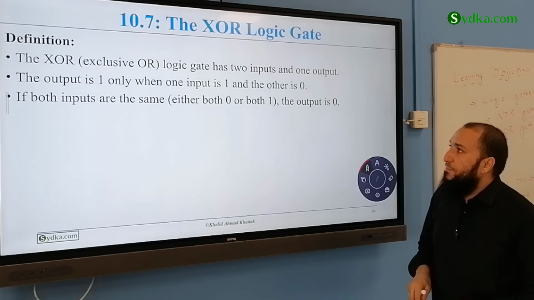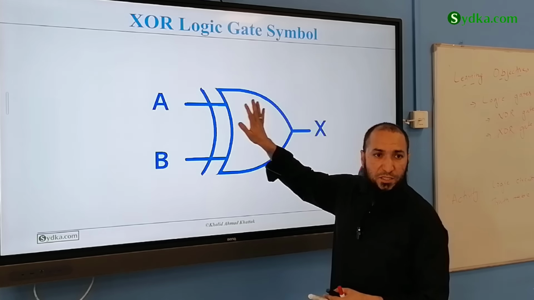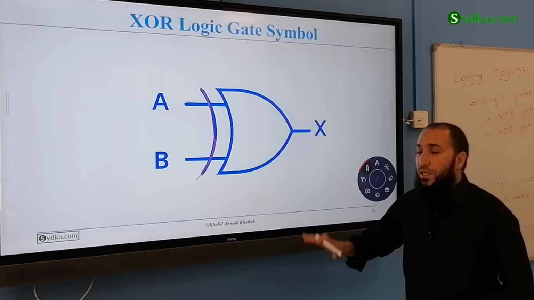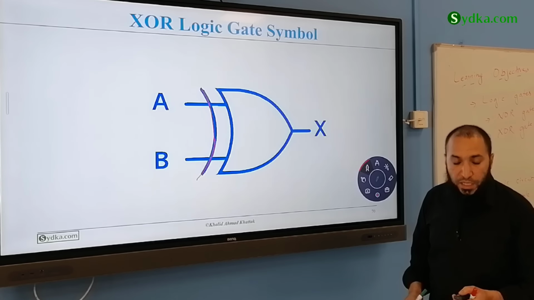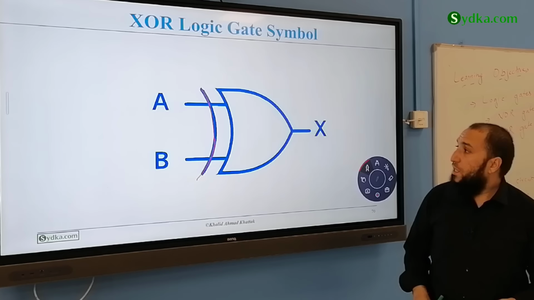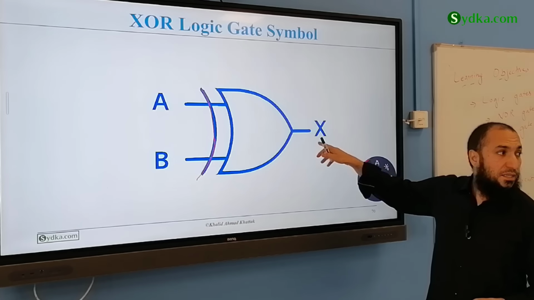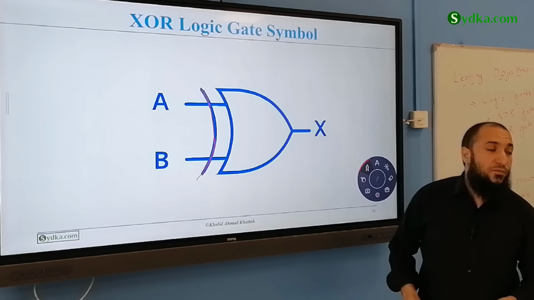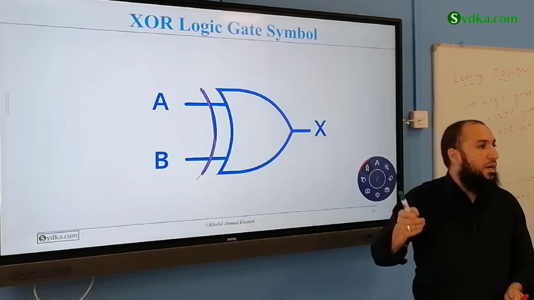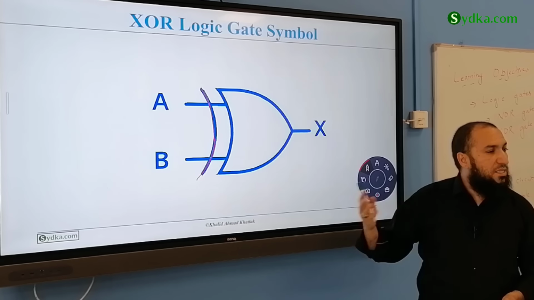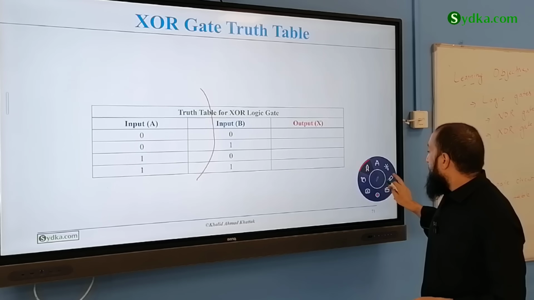Going back, the symbol looks the same as OR, except we add this line to it. So this is how we draw an exclusive OR gate. Exclusive OR, XOR. Earlier we did OR, we did NOR. This is called exclusive OR. Okay?